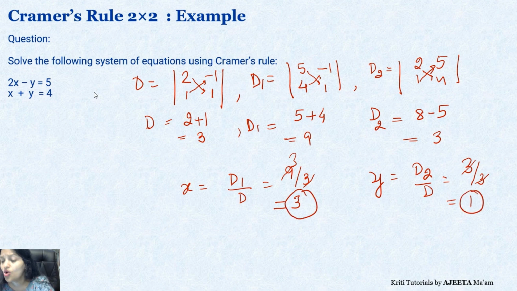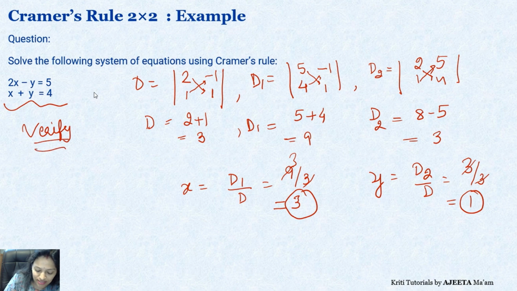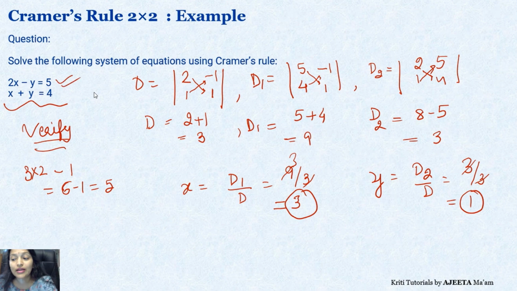And as we all know, we can easily check our answers for the linear equations by substituting these values in the given equations. So let's do the verification also here. Now x is 3. Let's put x is 3 and y is 1 in the first equation. So what do you get? 6 minus 1, that's 5. And that is what the right hand side says. So it is correct.